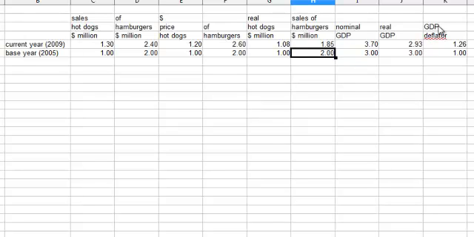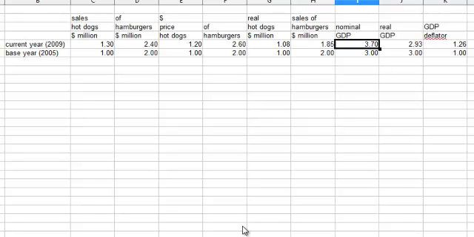And finally, this last column is the GDP deflator. It's like a weighted average of all the price changes, or a weighted average of inflation. So the GDP deflator in the current year is 1.26. In the base year, it's always going to be 1.00 by definition. So the average prices in the economy are 26% higher. Real GDP is slightly lower, and nominal GDP is higher. So that's kind of all the message of that chart.